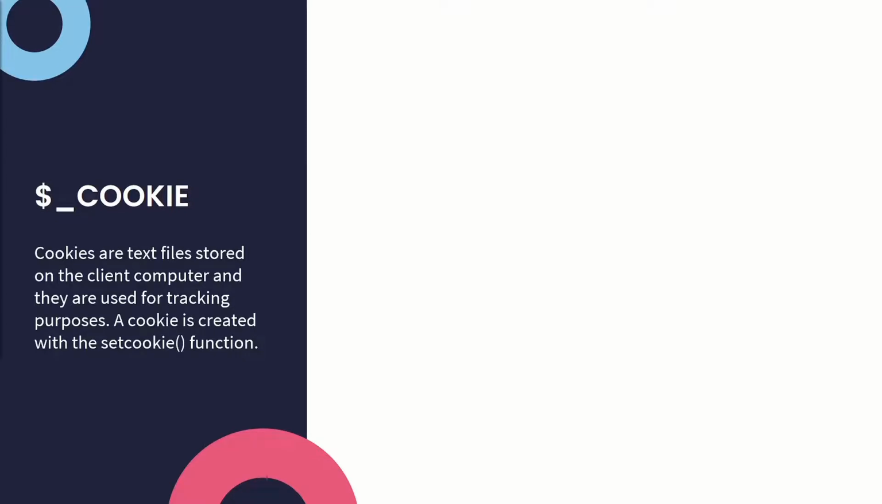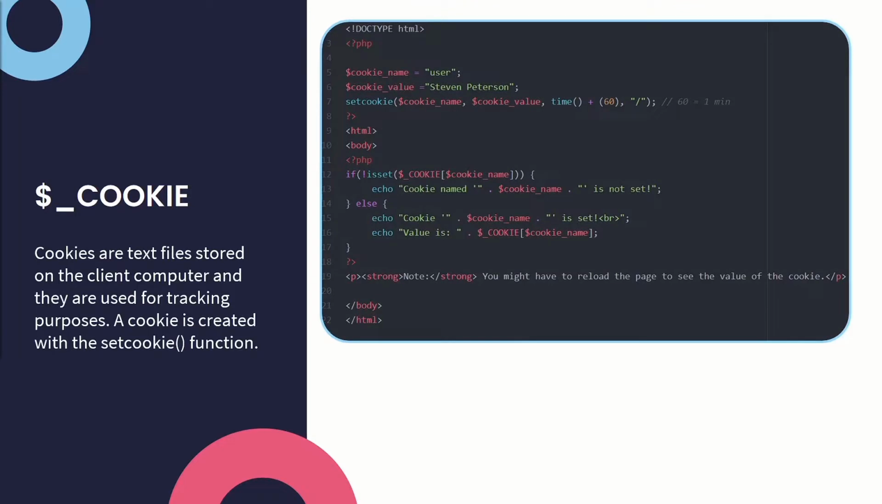Now, the server script sends a set of cookies to the browser. For example, this could include data with things such as name, age, identification number, and so on. The browser then stores this information on the local machine for later use. And here we have an example of a cookie.